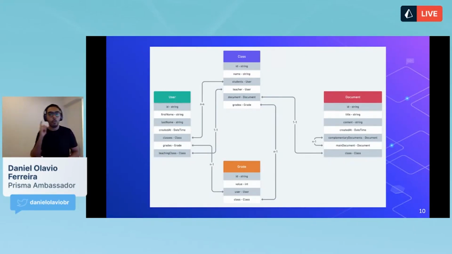A class may have one document associated with it. A grade has to be associated with a user, and a grade has to be associated with a class. So if I was graded on something, it has to be associated with the class that I was graded on. A document can only be associated with one class. A document can have many documents associated to it as if they were its children. And a document may be associated with a parent document or a main document, if you wanted to call it so.